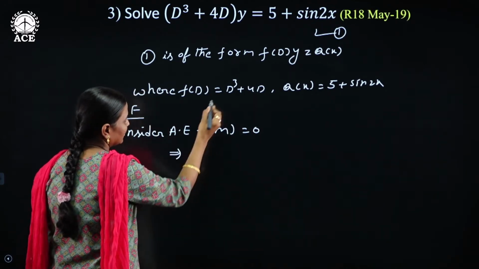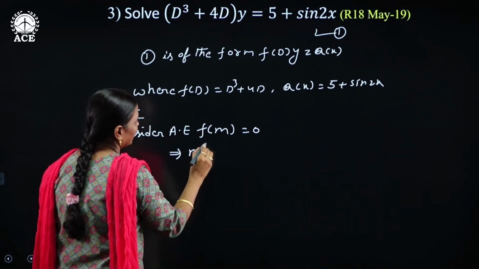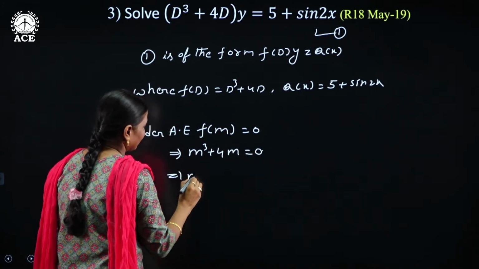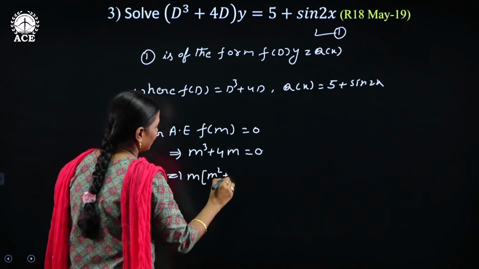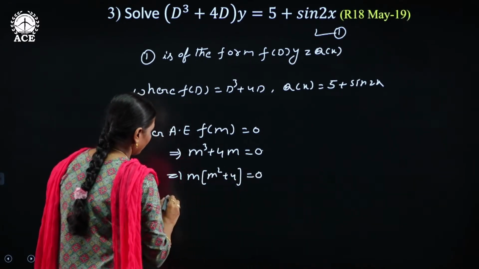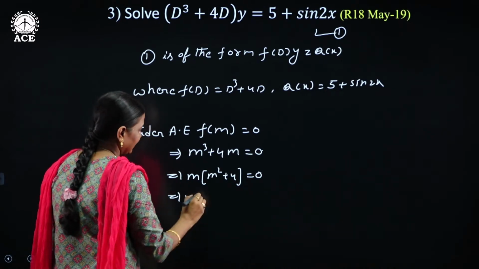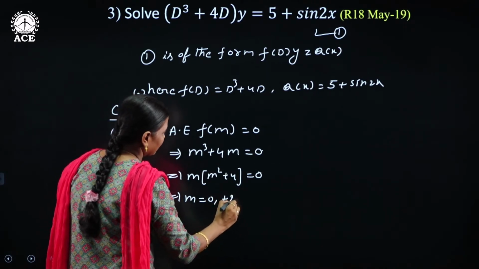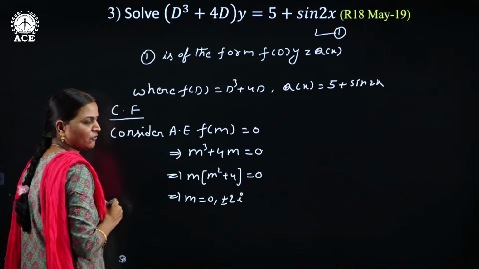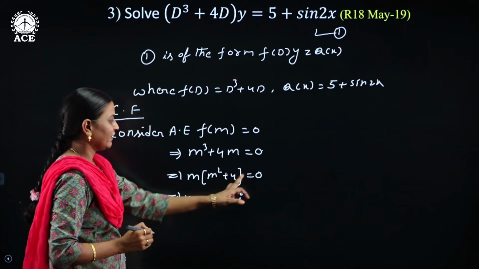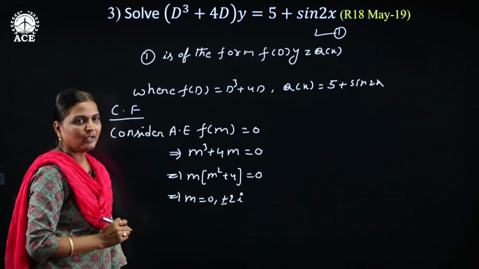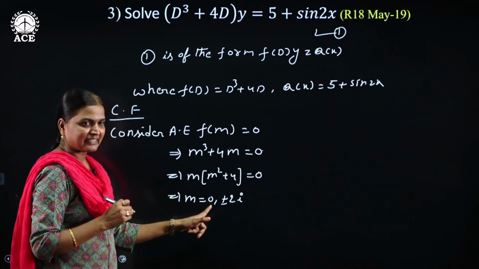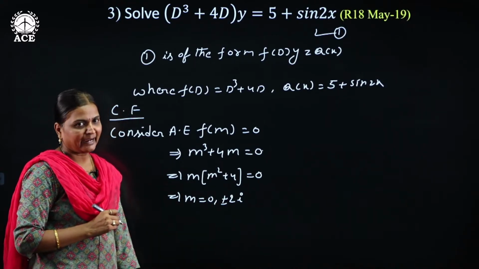Already we know f of d, so what is f of m? F of m is m cube plus 4m is equal to 0. That implies if we take m outside, m into m square plus 4 is equal to 0. So from this, what are the roots? Factors m and m plus 2i and m minus 2i. So m equal to 0, comma, plus or minus 2i. From the first factor, m equal to 0, and from the next factor, m square plus 4 equal to 0, which gives m is equal to plus or minus 2i. So here 3 roots are there. Out of 3 roots, 1 is real and 2 roots are complex and distinct.